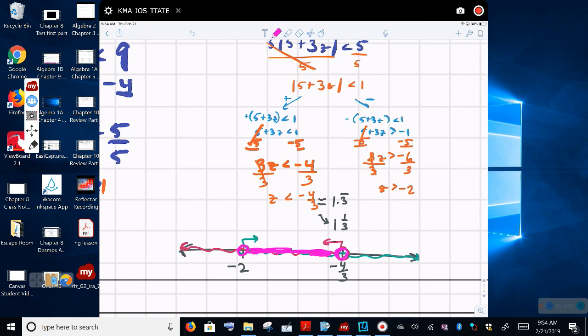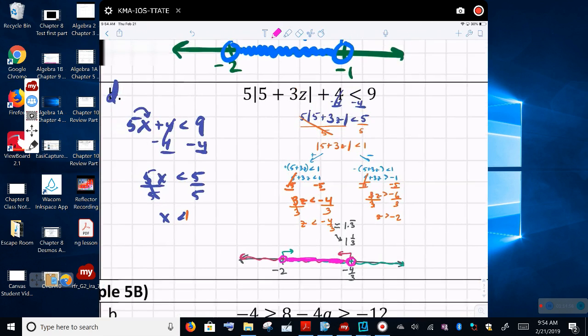Okay. Here's your sheet. What was the tip on this? If you're looking at the absolute value of 5 plus 3z is less than, this is going to be an "and" type of problem.